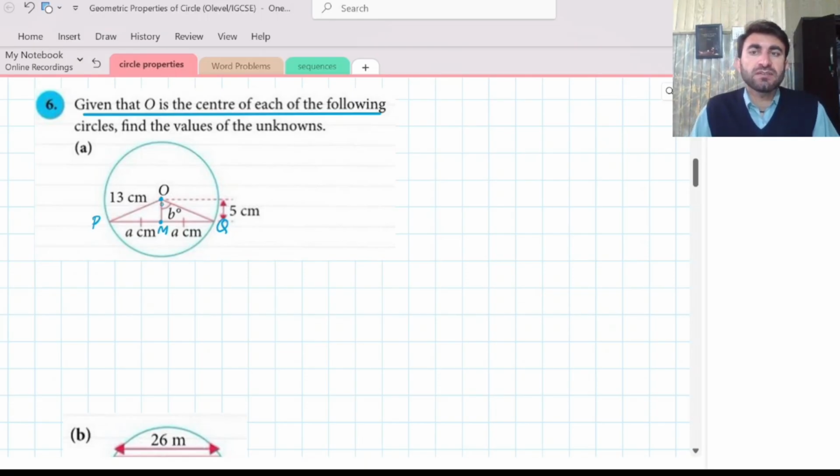So we have a circle with center O, and the distance between the center and the chord is 5 centimeters, as given over here, and the radius of the circle is given as 13 centimeters, marked over here. In order to find the value of a, we can see that both sides are equal to a using this symbol. So basically OM is passing through the midpoint of the chord PQ, and if it is passing through the midpoint of the chord PQ, it is also perpendicular to that chord. So it creates a right triangle over here.